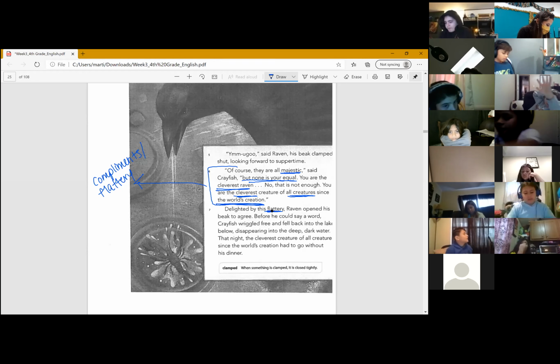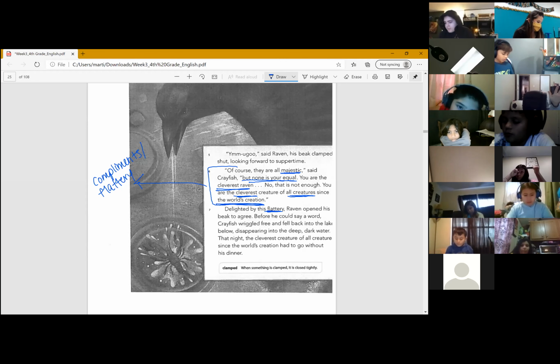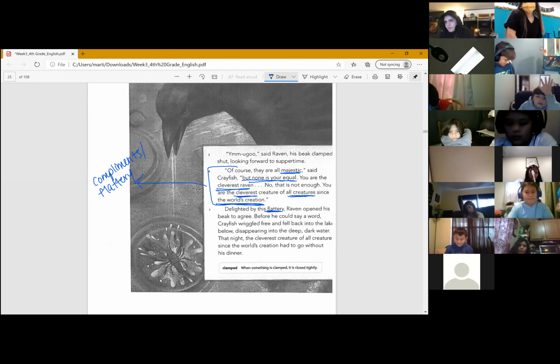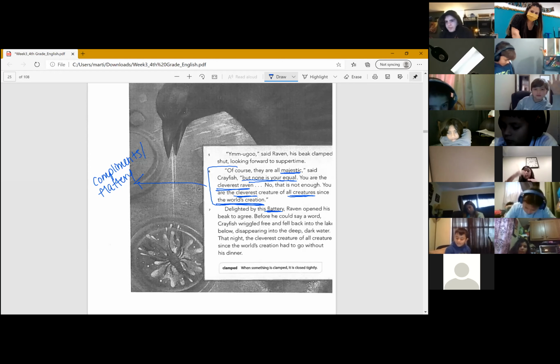Before he could say a word, Crayfish wriggled free and fell back into the lake below, disappearing into the deep, dark water. That night, the cleverest creature of all creatures since the world's creation had to go without his dinner.